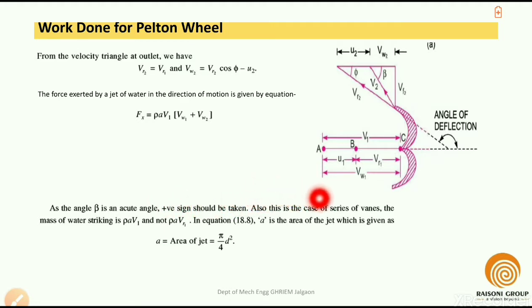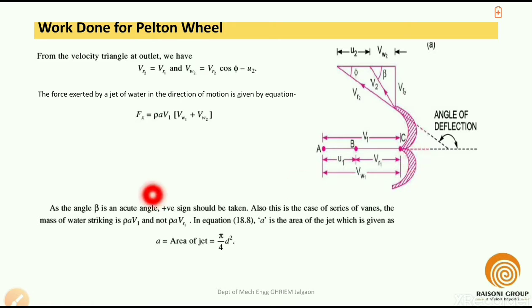As the angle beta is an acute angle, the positive sign is taken. Also this is the case of a series of vanes. The mass of water striking is rho a v1. So what is the mass of the water striking this bucket? It is equal to rho into a into v1, where a into v1 is the discharge, and discharge multiplied by density becomes mass. So this will be the mass of the water striking here.